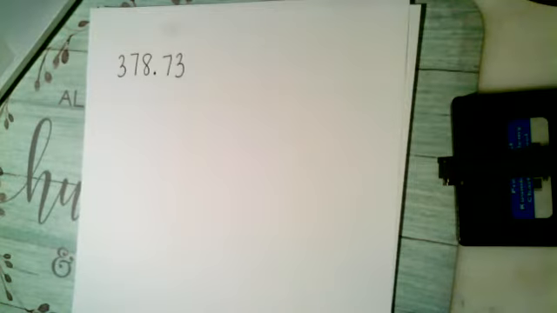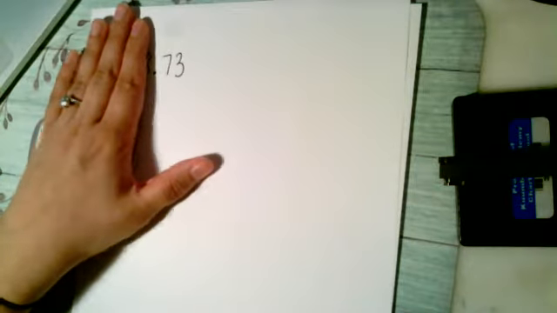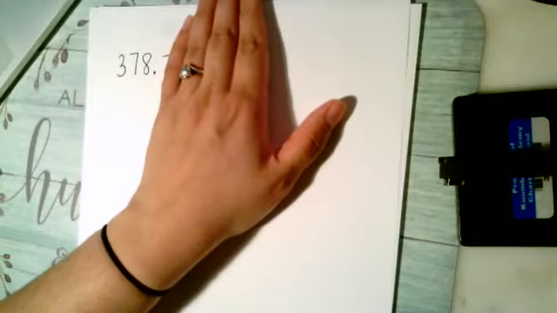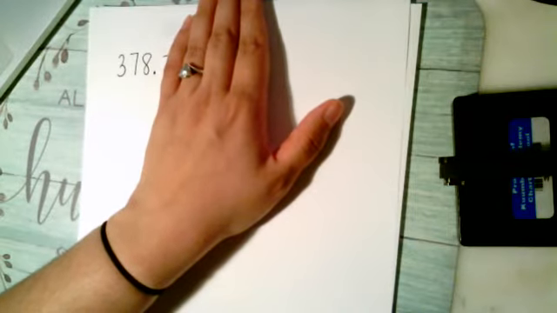Hey guys, so for this lesson, we're going to be modeling a mixed number in expanded form and on a place value chart. Okay, so taking a look at my number that I have here, I know that anything to the left of my decimal is a whole number, and then anything to the right of my decimal is a fraction. Okay, so taking a look at the left side of my decimal, that number is 378.